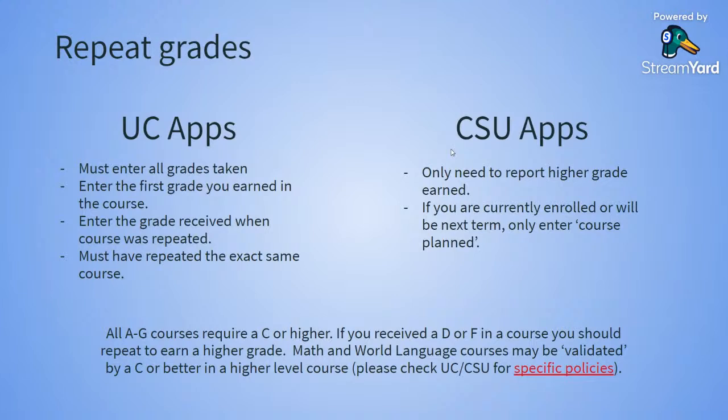On the CSU application, it's a little bit different. They only want you to report the higher grade you earned. So if you repeated the class, you don't need to report the original grade. You only need to report the higher grade or the repeated grade. If it's something that you're taking this year, then you will put that you're planning to take that course. And again, we'll show you this when we get to these applications.